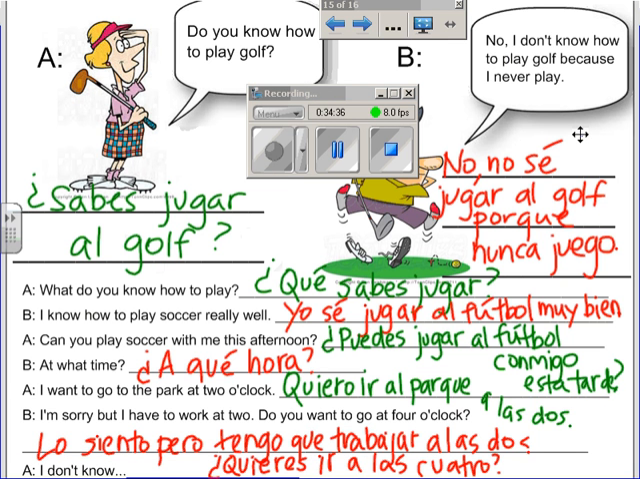Okay, we'll try to say this conversation with 2 different voices. So the woman starts with, ¿Sabes jugar al golf? No, no sé jugar al golf porque nunca juego. ¿Qué sabes jugar? Yo sé jugar al fútbol muy bien. ¿Puedes jugar al fútbol conmigo esta tarde? ¿A qué hora? Quiero ir al parque a las 2. Lo siento, pero tengo que trabajar a las 2. ¿Quieres ir a las 4? No sé.